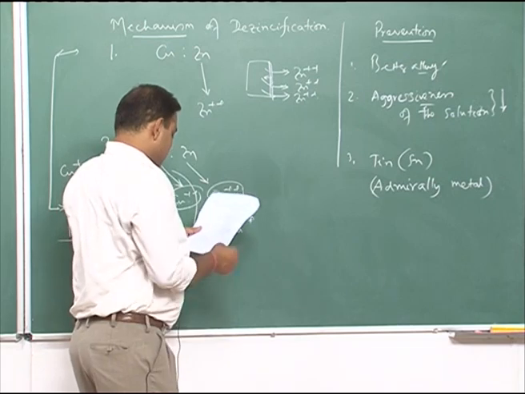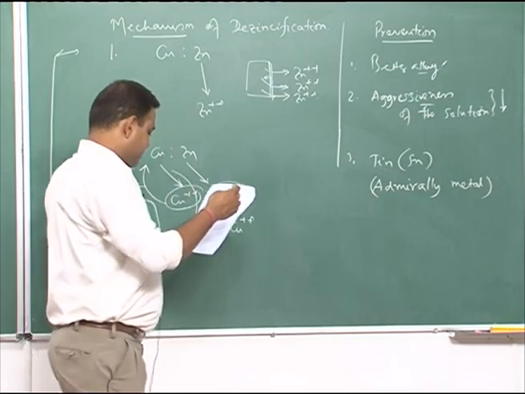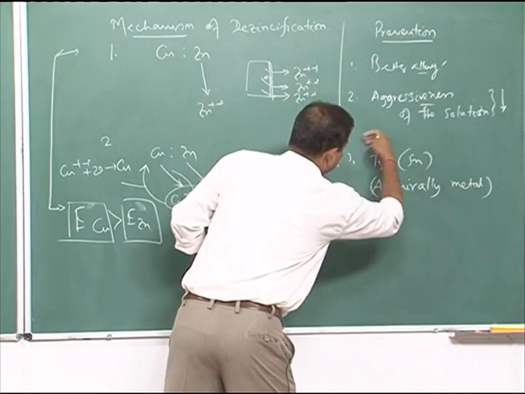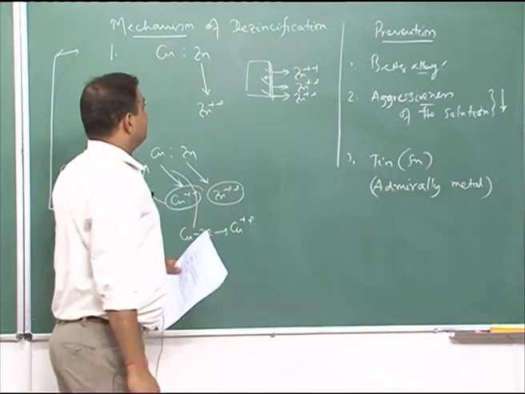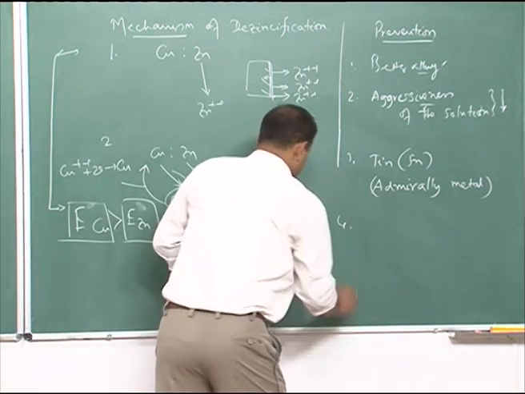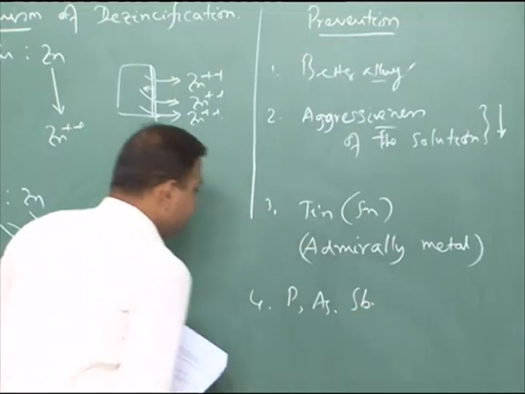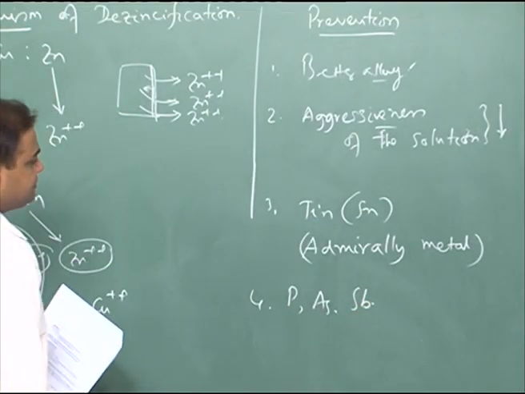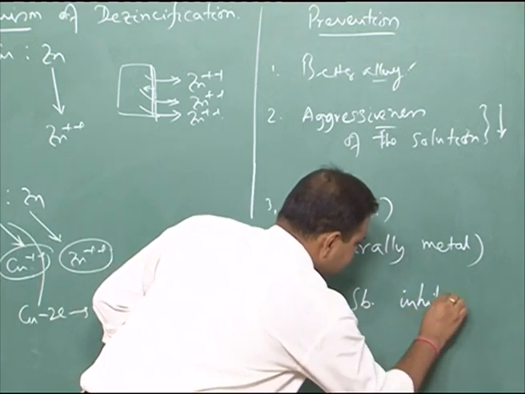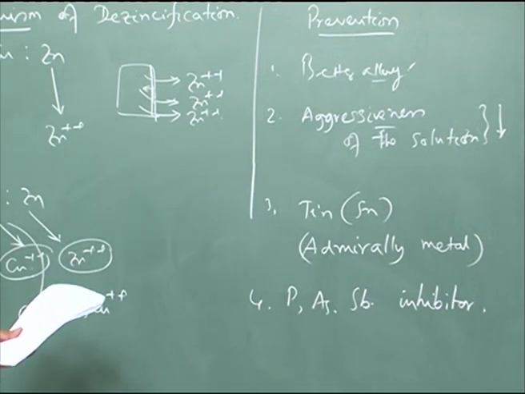How does it do that? What happens? This tin makes the system inherently protective against dezincification. Fourth one is you can add phosphorus, arsenic, Sb, that means antimony. These act as inhibitors, inhibiting elements.